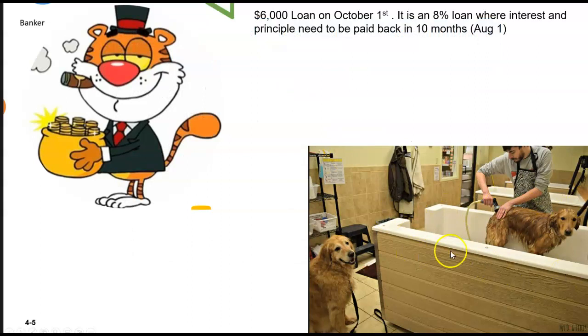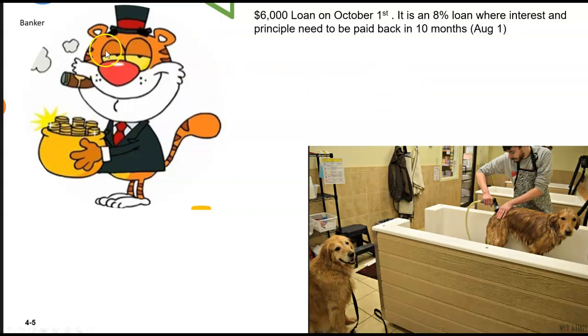So let's say our dog grooming company wants to buy some new bathtubs for our pooches. So on October 1st of this year, we plan on taking a loan of $6,000. It's an 8% loan where interest and principal need to be paid back in 10 months. So we think in 10 months, we'll have enough money to pay back the $6,000 and any interest.